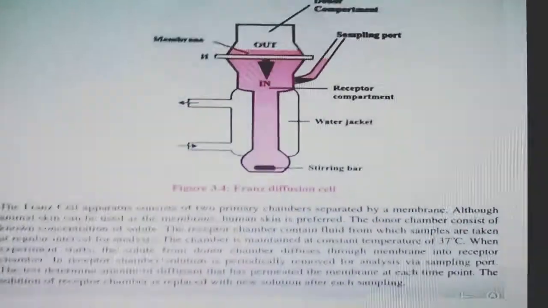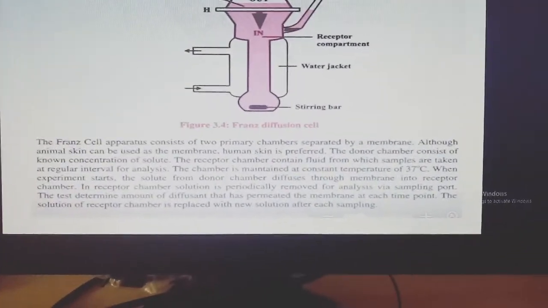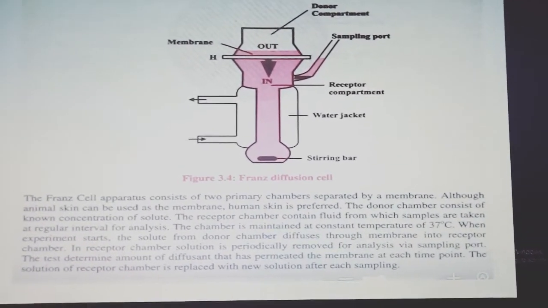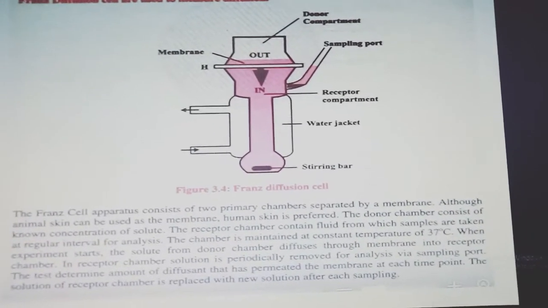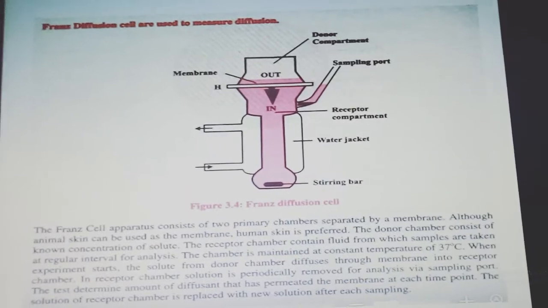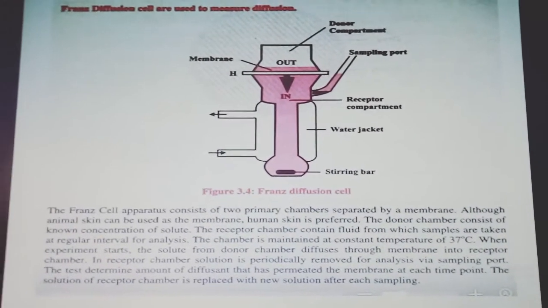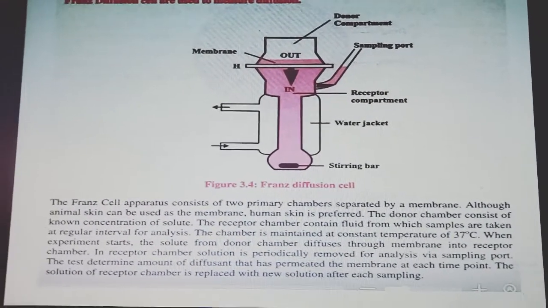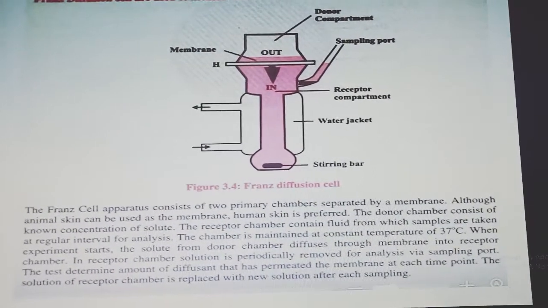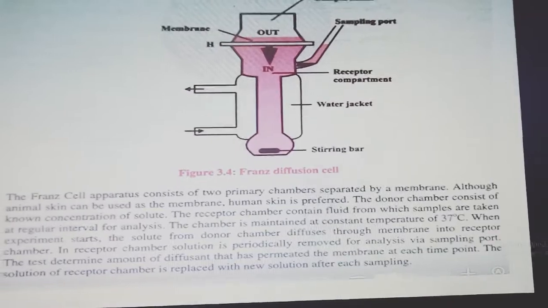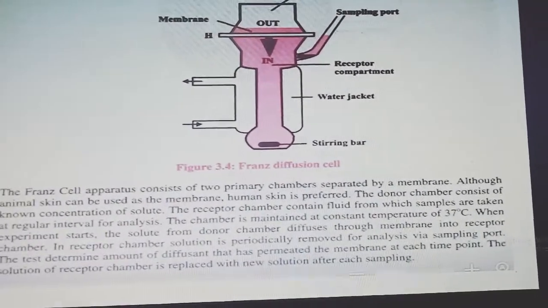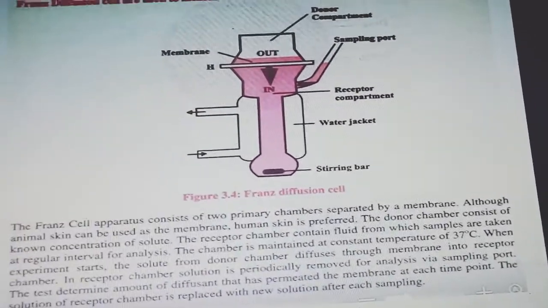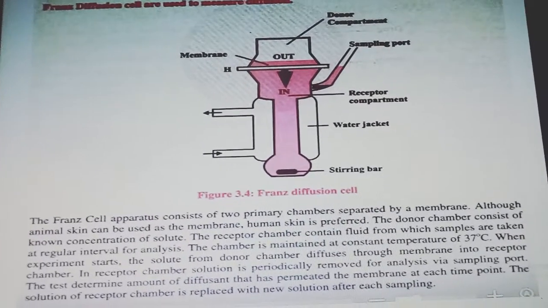Now we will discuss how the Franz diffusion cell works. The Franz cell apparatus consists of two chambers, as I have told you, the donor compartment and the receptor compartment. These both are separated by a membrane. As the membrane we can use animal skin membrane, and human skin membrane can also be used. The donor chamber consists of a known concentration of solute. The receptor chamber contains fluid from which samples are taken at regular intervals for analysis. The chamber is maintained at a constant temperature, that is 37 degrees Celsius.